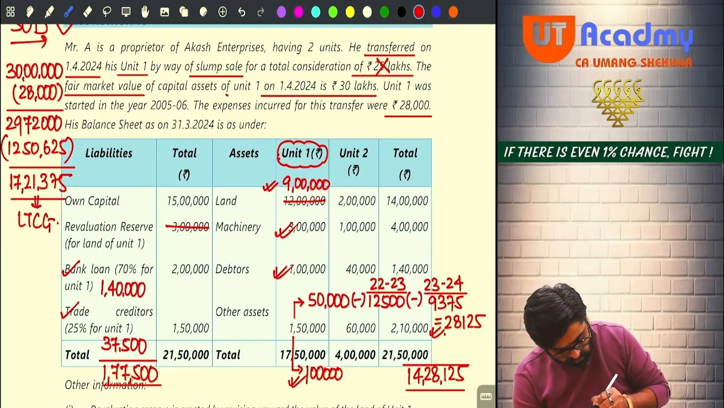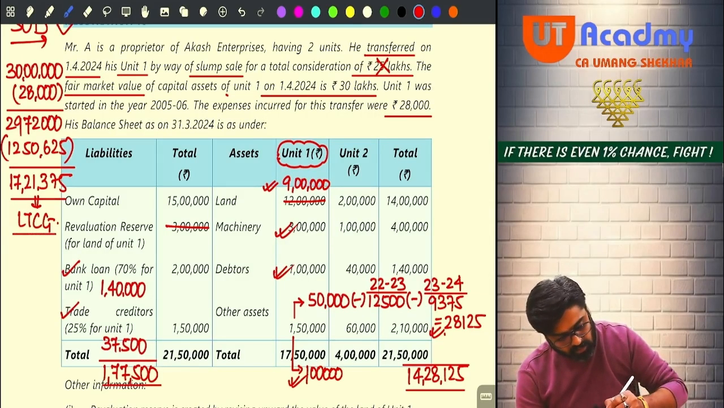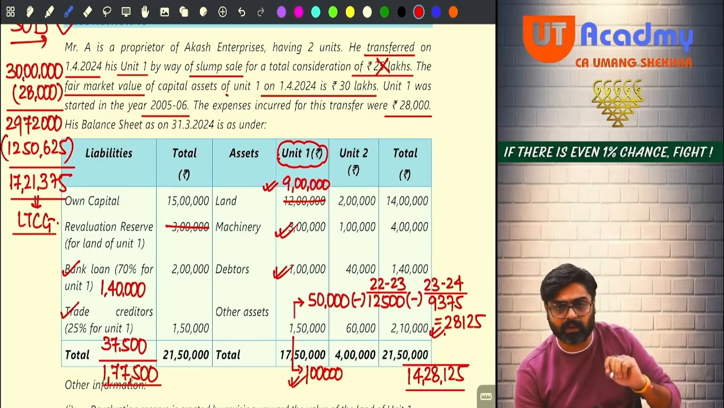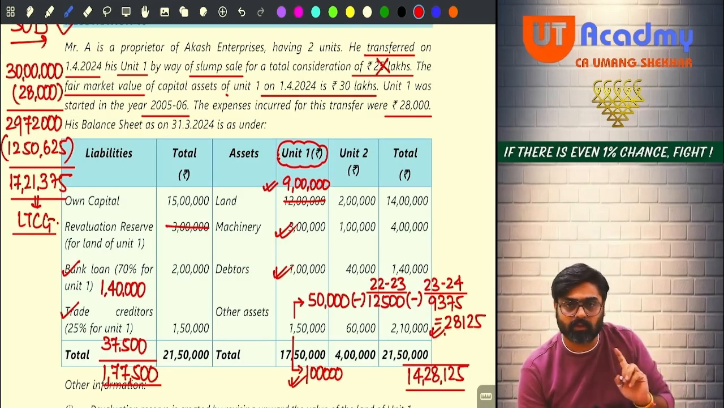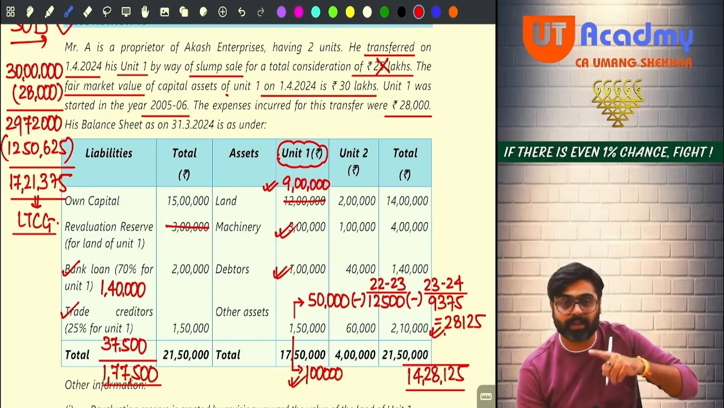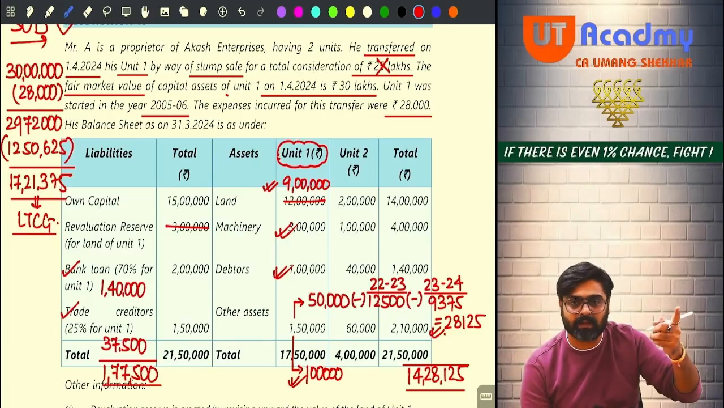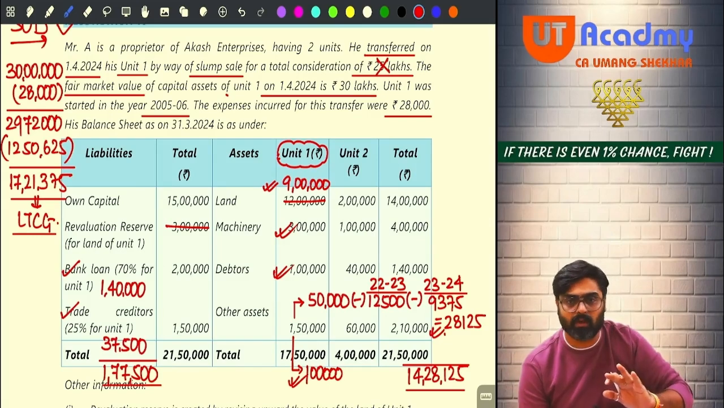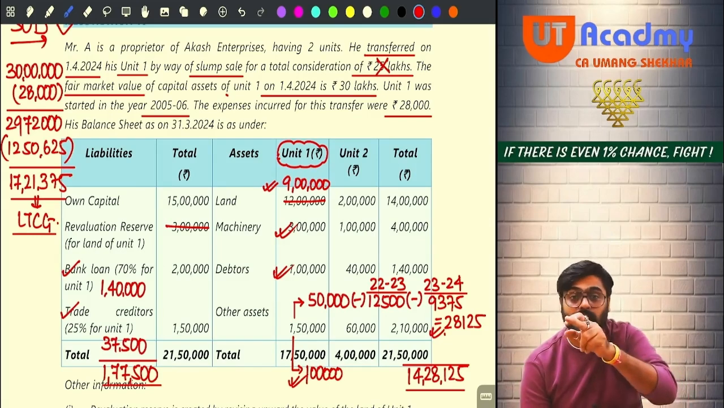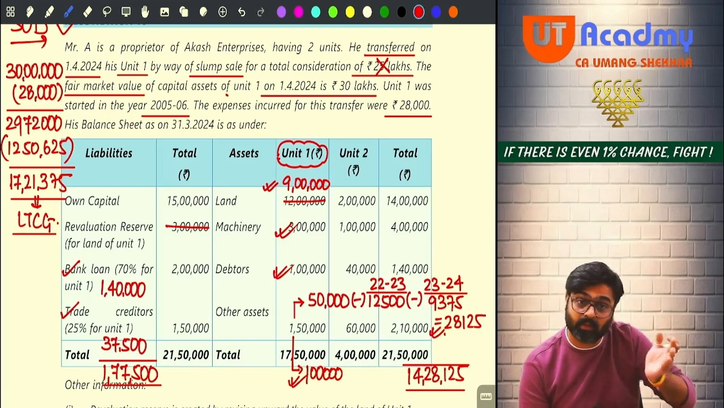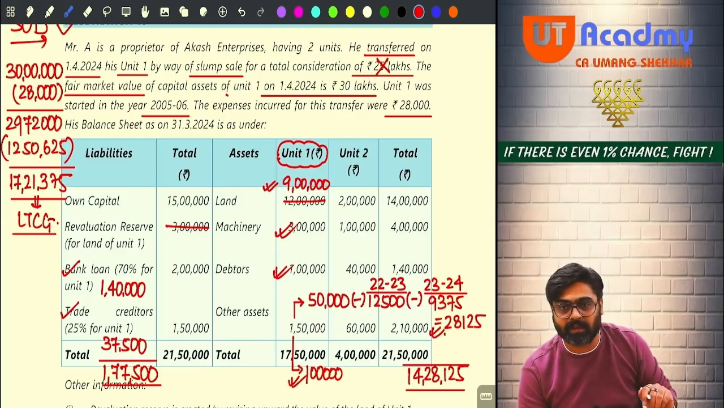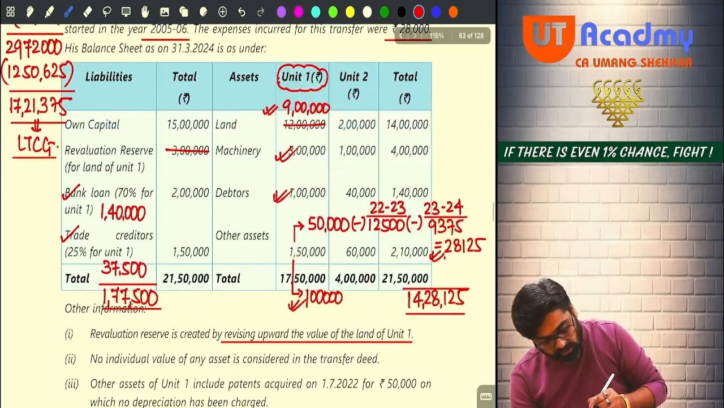Why am I calling it long-term capital gain? Because unit 1 was set up in the year 2005-06. From that date, you started holding the unit 1 till the date of slump sale. So the period of holding of the unit 1 is more than 36 months. If it is more than 36 months, unit 1 becomes a long-term capital asset and the resulting gain is long-term. You never get any indexation while calculating this capital gain. Even though you transferred prior to 23rd July, there is no indexation benefit available. Yes or no?